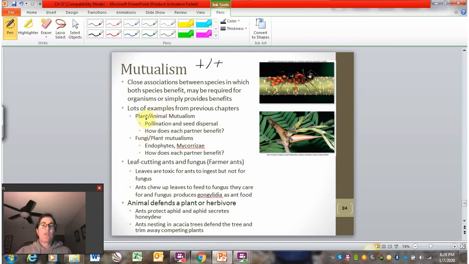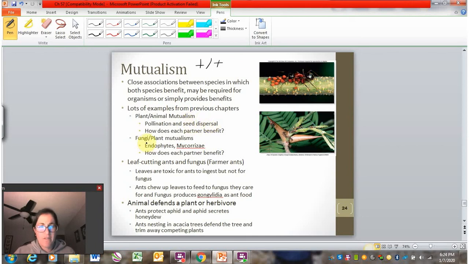So, for example, we looked at plant-animal mutualisms that involve pollination and seed dispersal. In the case of pollination, plants were getting improved movement of their pollen for reproductive purposes, and the animal was generally getting food. And same thing with seed dispersal. Plants were getting movement of a reproductive part, and animals were getting food.